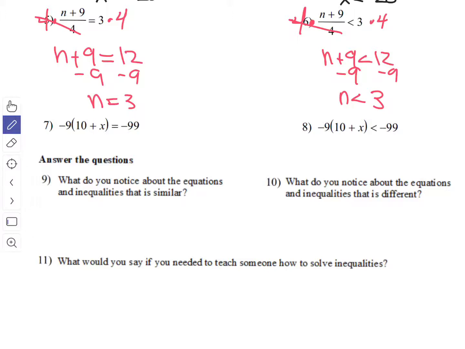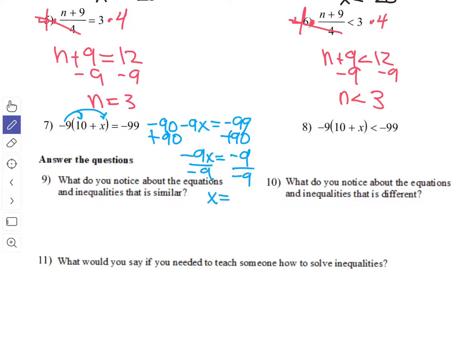For number 7, we kind of ran out of space, didn't we? 7 and 8. So we'll do our best. Let's distribute. We get negative 90 minus 9x equals negative 99. Add 90. We get negative 9x equals negative 9. Divide by negative 9. And we get x equals 1.